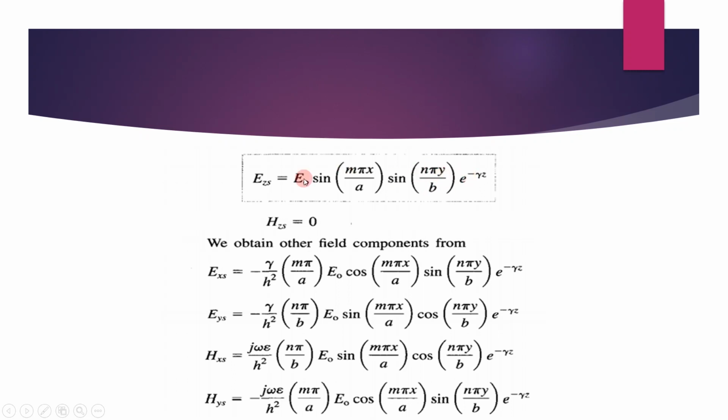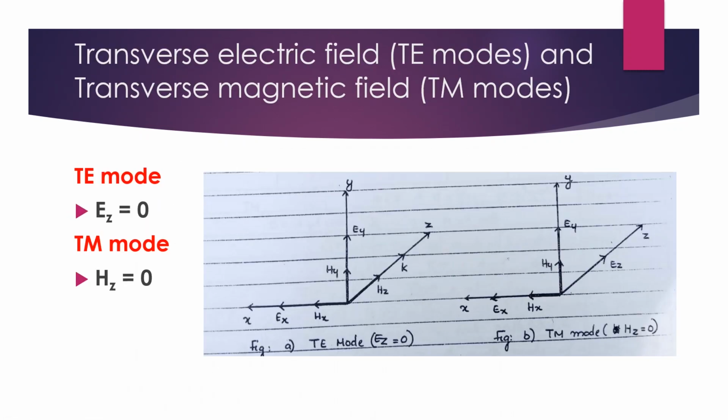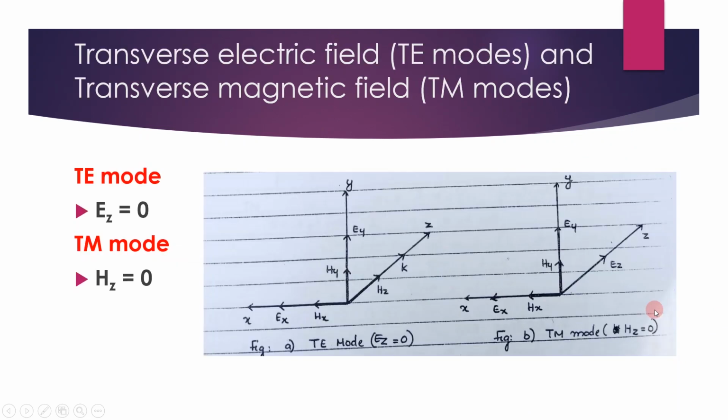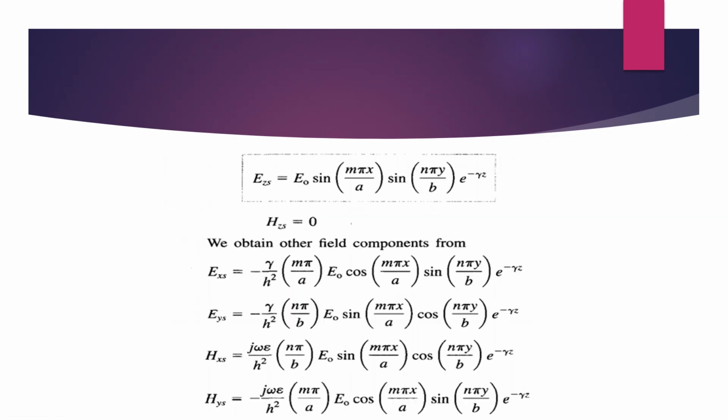You get this equation for Ez, and we already know that we are discussing TM mode. TM mode means Hz is 0. So you have the equations for Ez and Hz, and you had the equations for Ex, Ey, Hx and Hy. You substitute Ez and Hz in those equations, and you will get the final equations for Ex, Ey, Hx and Hy. So these are the field equations for TM mode.